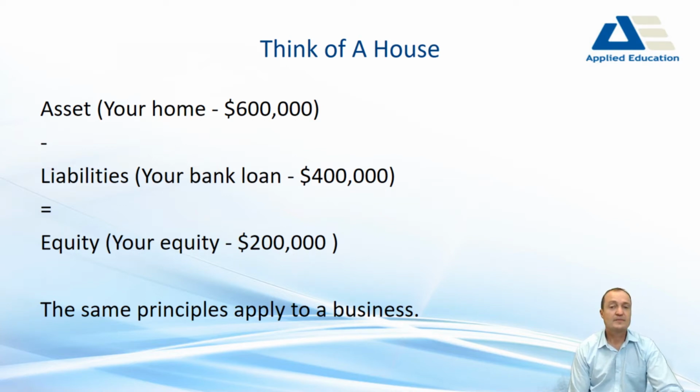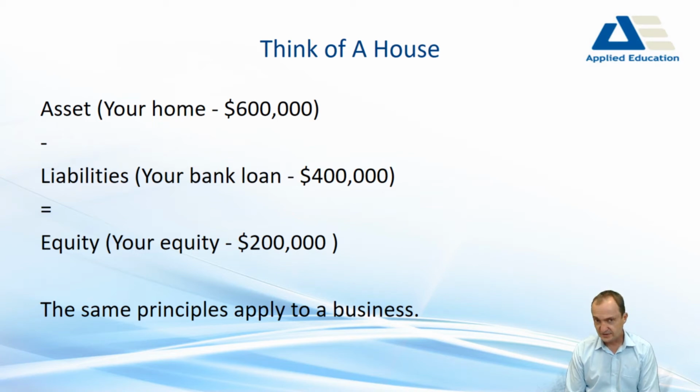Let's say that instead of 400, you only owed 300,000 to your bank. What that means is your equity has gone up to 300. Let's say you still owe 400, but the value of the property goes up to 800. That means if your property is worth 800, you owe 400, equity would go up to 400,000. And the same principles that I've been through on this house would apply to a business.